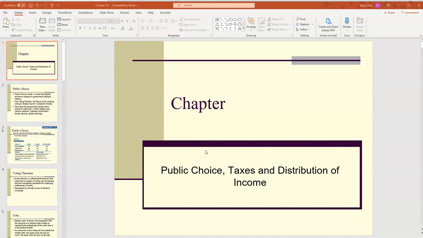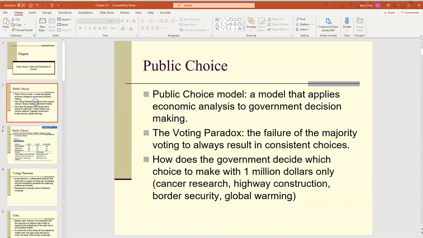Hello class. In this particular chapter, we're going to have a conversation about public choice, taxes, and the distribution of income. The public choice model is basically a model that tries to apply economic analysis to government decision making. And there are a few things that come out of the public choice model.